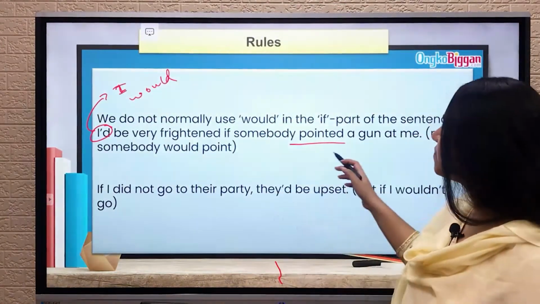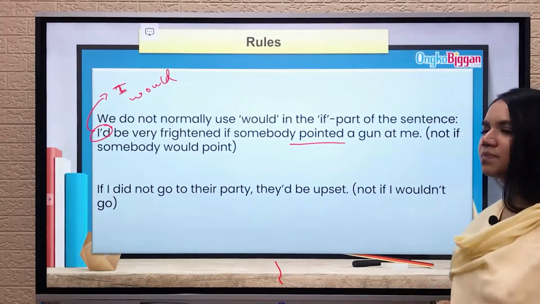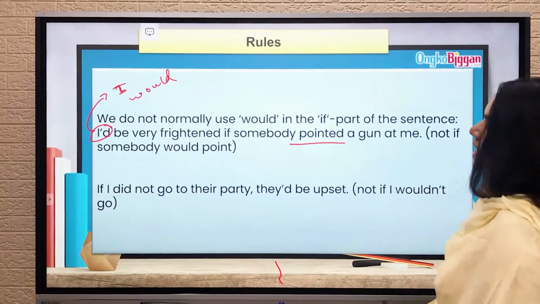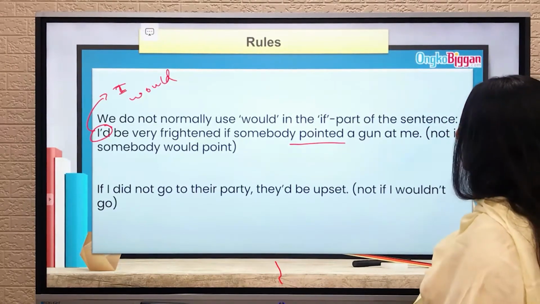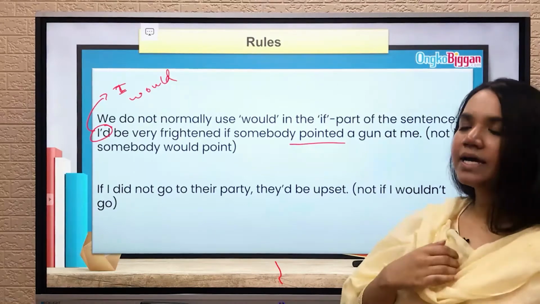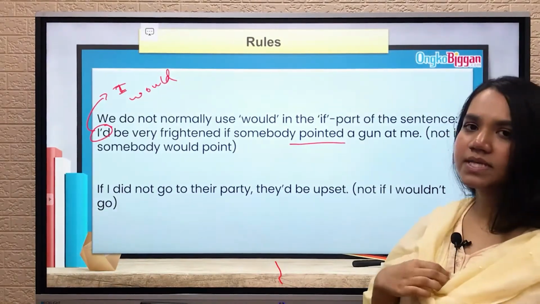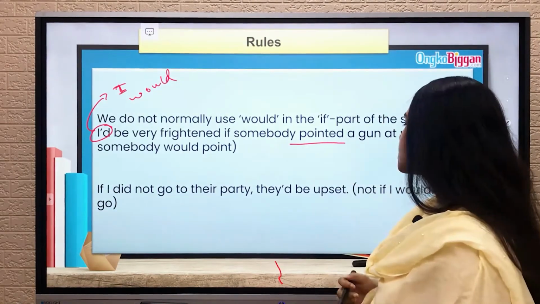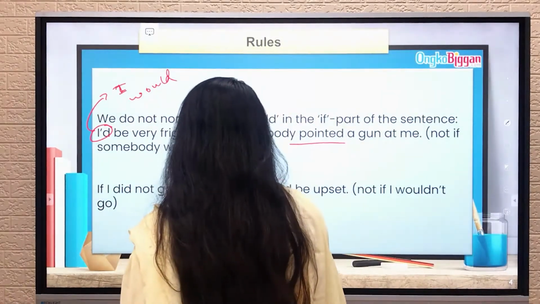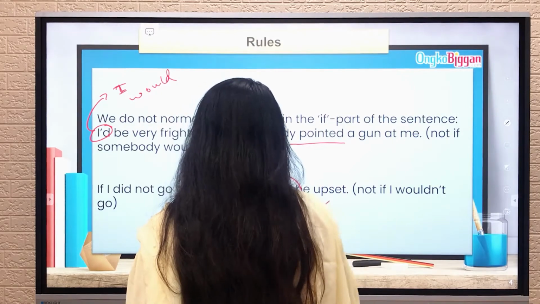But with the if part of the clause, I did not put the word would, because we generally do not do that. If I did not go to their party, they would be upset. I didn't say they wouldn't be upset. I just said they would be upset. I can also say they wouldn't be upset. Both are correct here, because this is what?